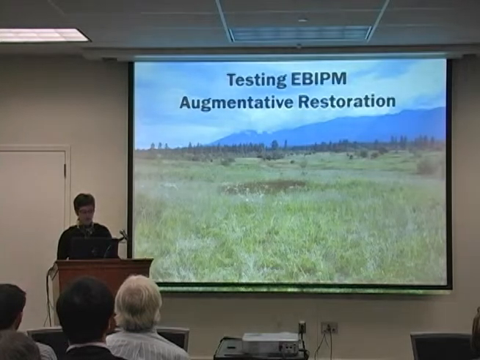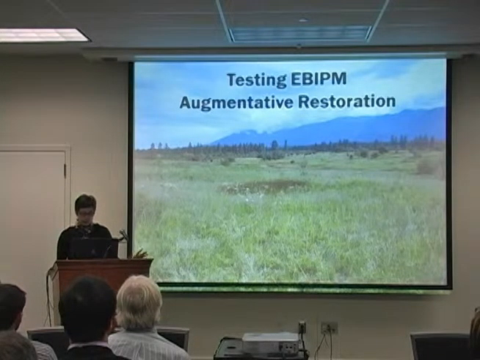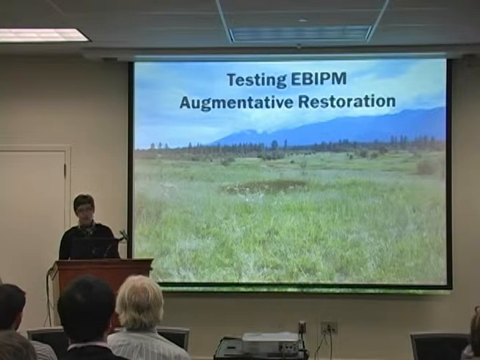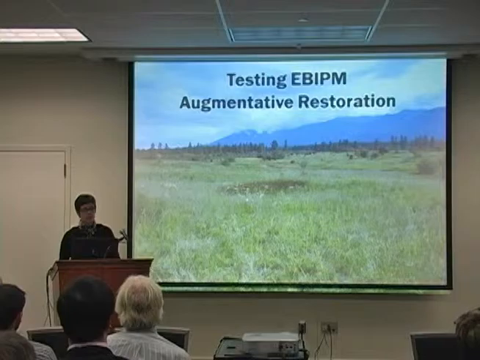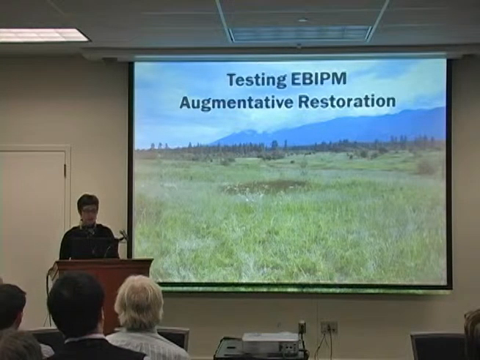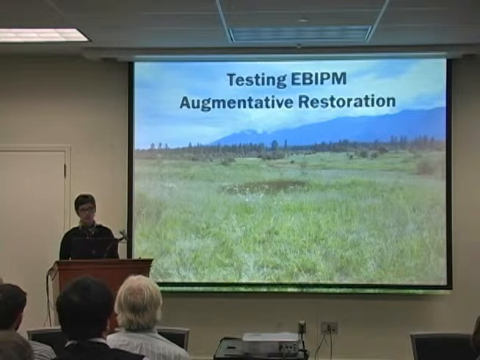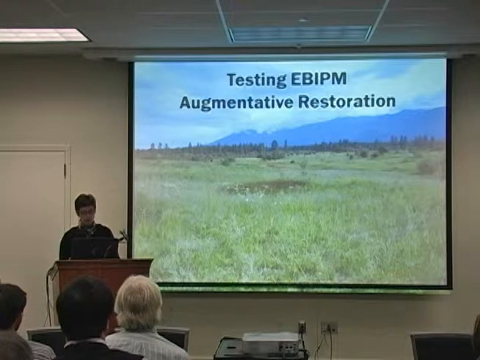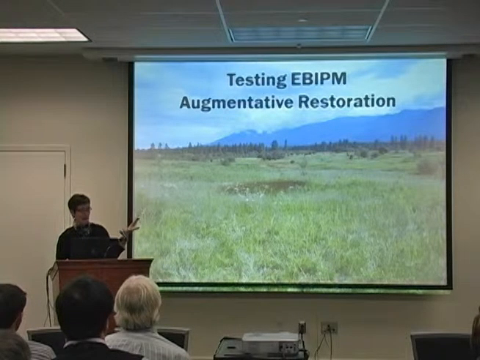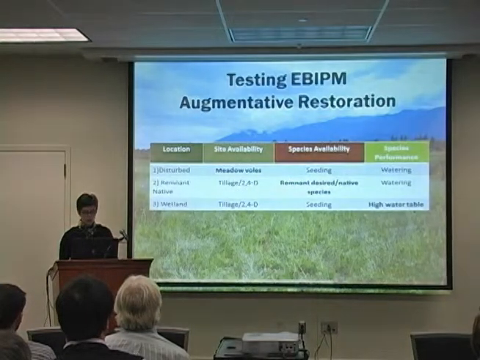So one of the examples I'd like to show you was something that was actually tested in Montana, not necessarily at a site that was invaded by annual grasses, but it was invaded by sulfur cinquefoil and spotted knapweed. It was termed augmentative restoration, and you'll understand that a little more when I talk to you about this site. This picture isn't the exact site, but it's a similar area to where a lot of this research occurred.